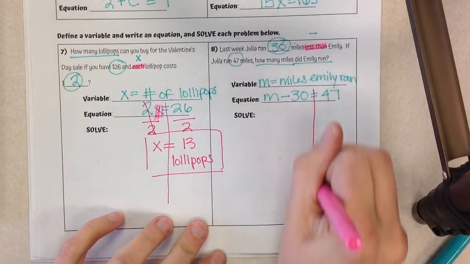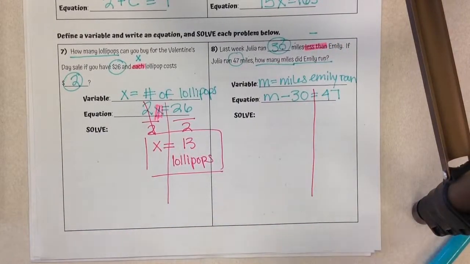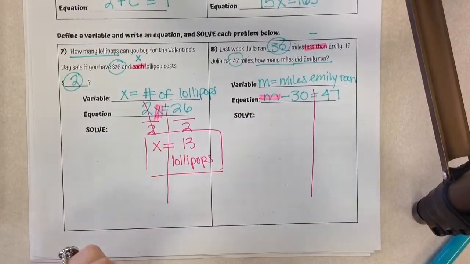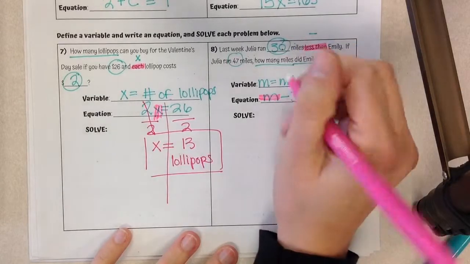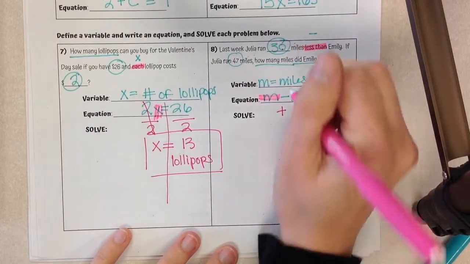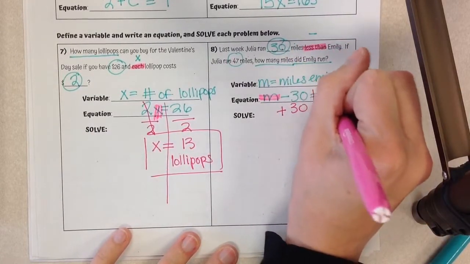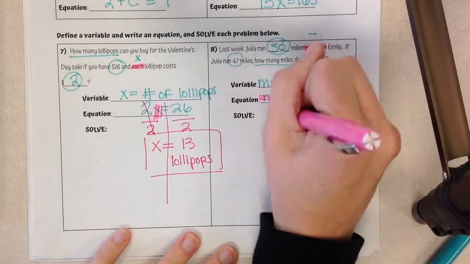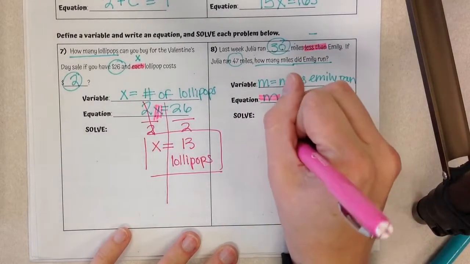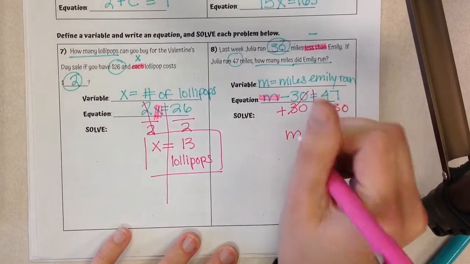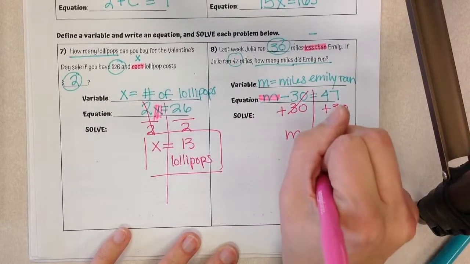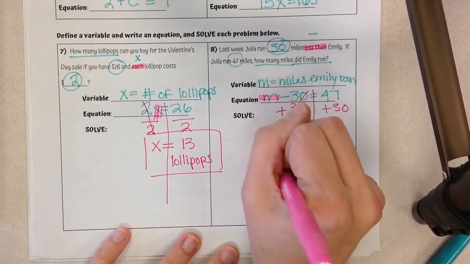Draw our line down the equal sign. Highlight our variable. So the side the variable's on, we have subtraction. We need to solve by doing the opposite, which is to add that value of 30 to both sides. On the side with the variable, it should cancel out. We get M equals 47 plus 30 is 77. We were solving for miles, so I'm going to write 77 miles.